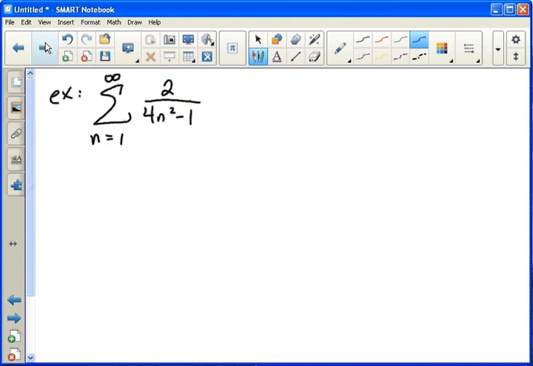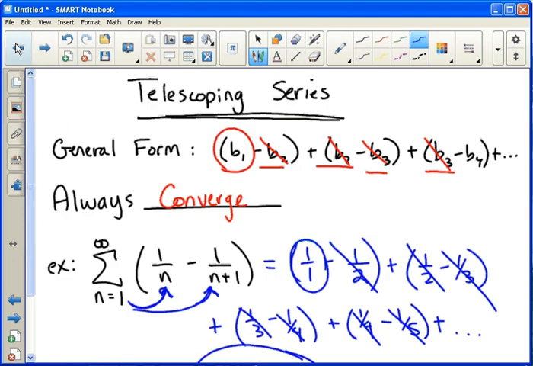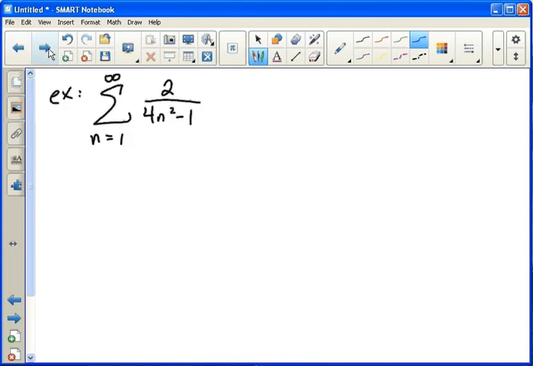Okay, so this example right here. Now this may not look immediately telescoping. After all, there's just one term. And if you look back at the general form in the example we had one term minus another term. Well, if you remember back to what we've done just a little while ago with fraction decomposition, or partial fraction decomposition, there is a way for us to rewrite this.